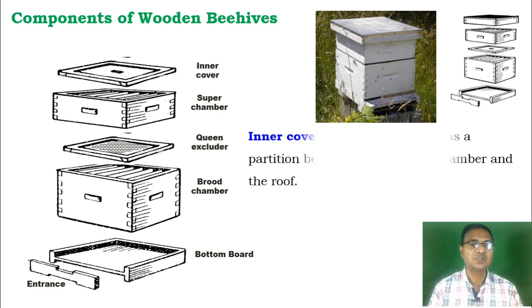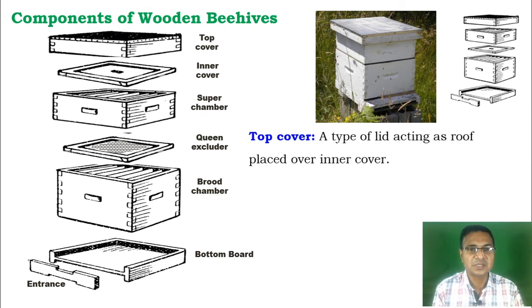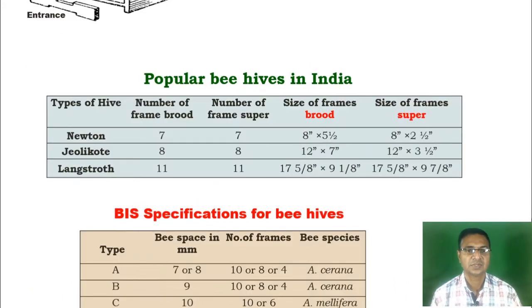Next, just above the super chamber, the inner cover is present. At the center position, it is completely packed or solid, but a small hole or slit is present for proper aeration. Above that, the top cover is present. Externally it is a metallic cover, which gives proper protection from enemies as well as environmental conditions.